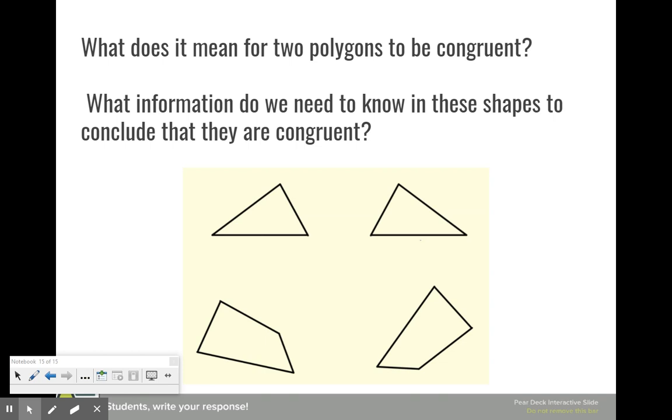Okay, so in order for two polygons to be congruent, what information would we have to know about these shapes? So in order for, let's say, these two triangles to be congruent to each other, what would we have to know? These two quadrilaterals, what would we have to know? Hopefully, you said that we need to know if the sides are all congruent to each other. And we need to know if all of the corresponding angles are congruent to one another.